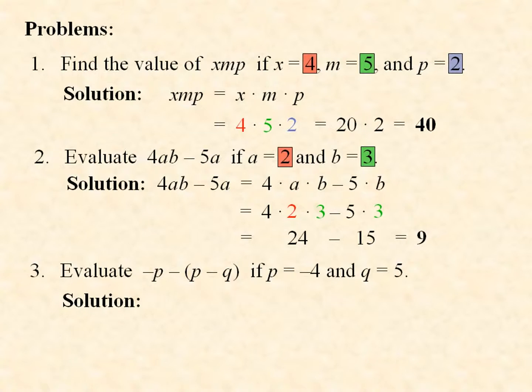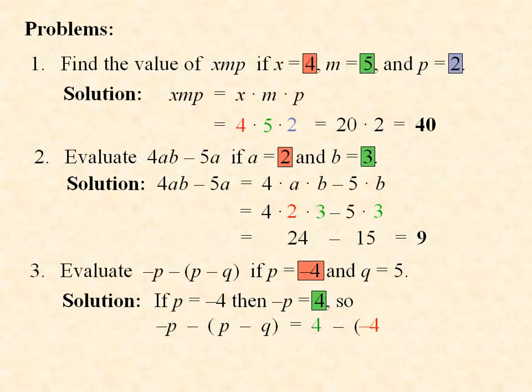If p is negative 4, then the minus p, I almost said negative p, that's not correct, it's the opposite of p, is positive 4. Do you see that? If p is negative 4, then the opposite of p is positive 4. So when we put the variables in, we'll put positive 4 in place of minus p. And then we put the negative 4 in place of the p, and we put the 5 in place of the q.